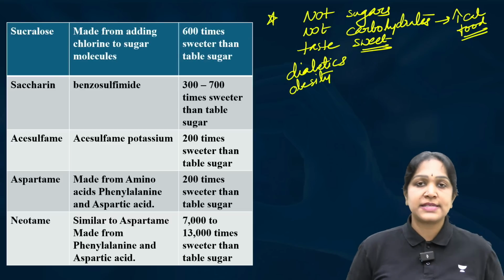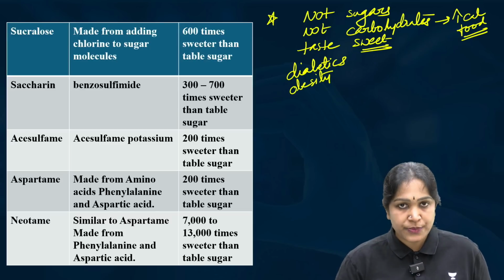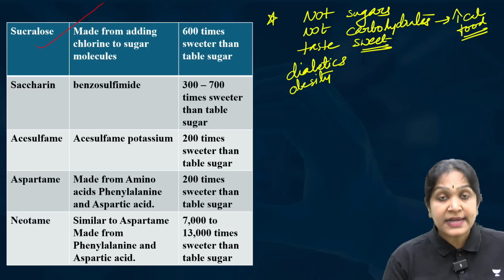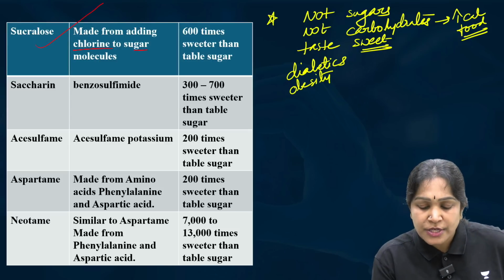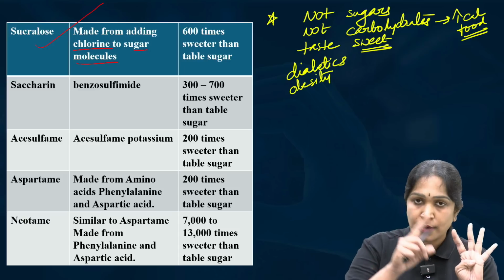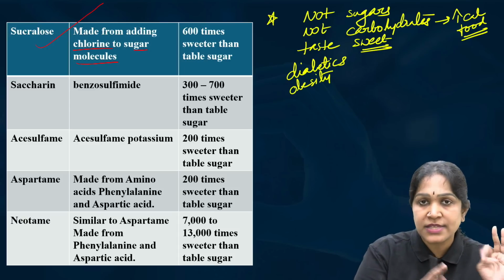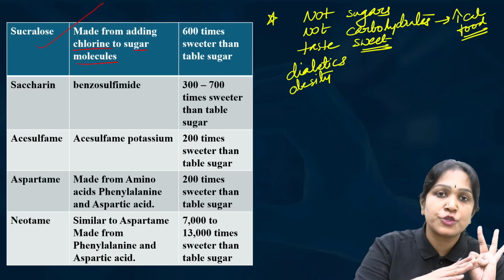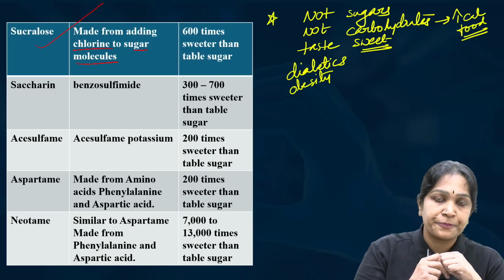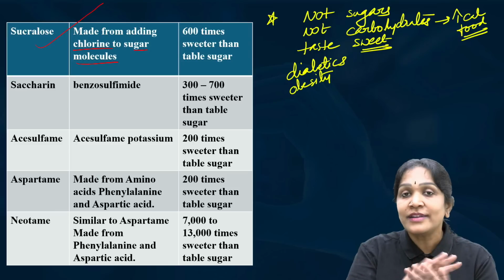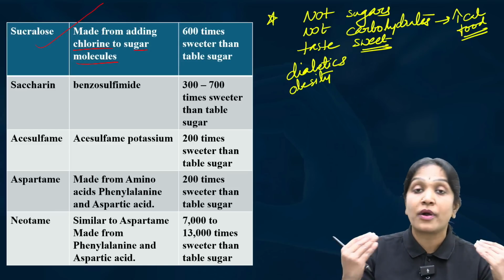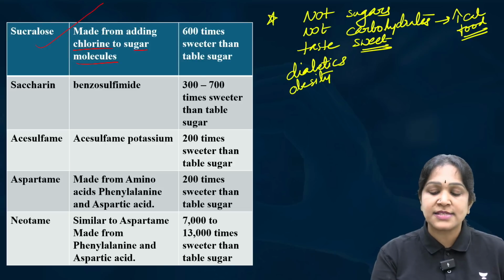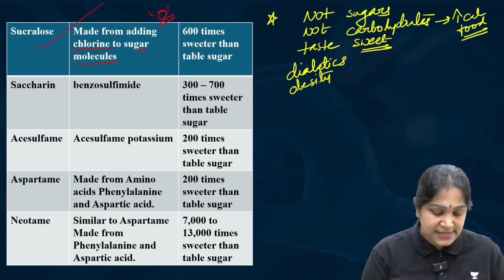Okay. Now let us see a list of such artificial sweeteners. The first one is sucralose. It is made by adding chlorine to the sugar. Take a sugar, add chlorine to it, you will get sucralose. Is it a sugar? Yes, it is a sugar, but it is a modified sugar. We have added chlorine to it. So our body will not recognize it as a sugar. So we will not get calories, 0 calories, but it will taste sweet.